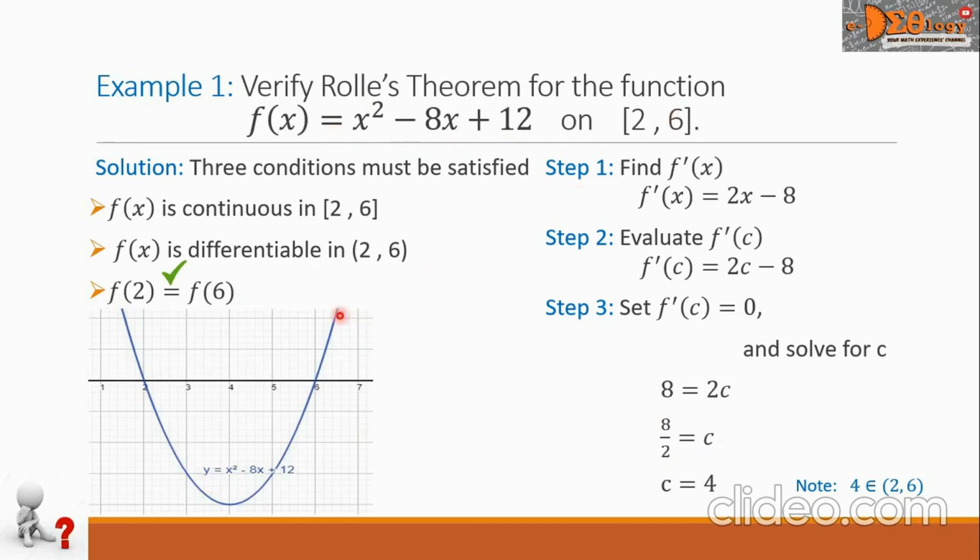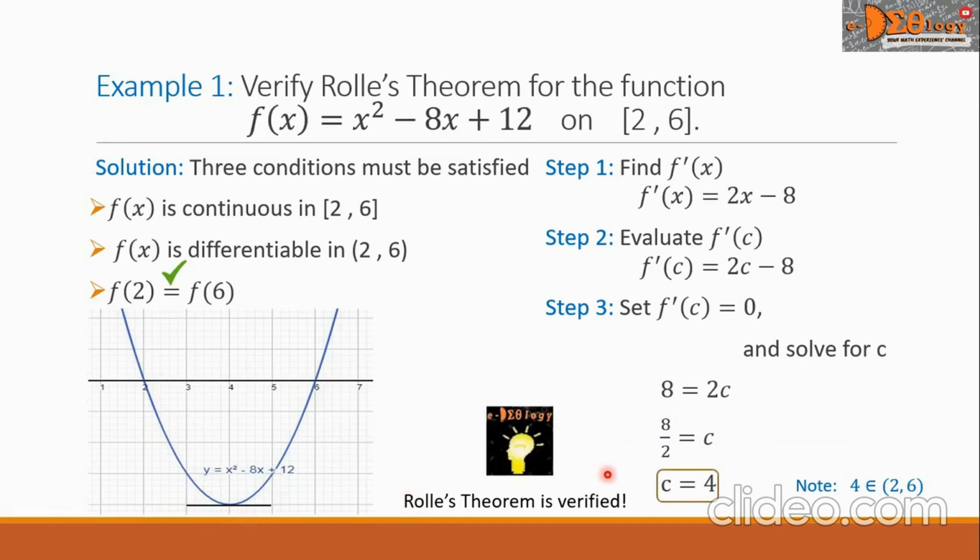Our closed interval is from 2 to 6. And when x is equal to 4, and that is the c, the derivative of our graph is equal to 0. And then we can say that we have a horizontal tangent at that point. So we say that Rolle's theorem here is verified. This is our final answer.